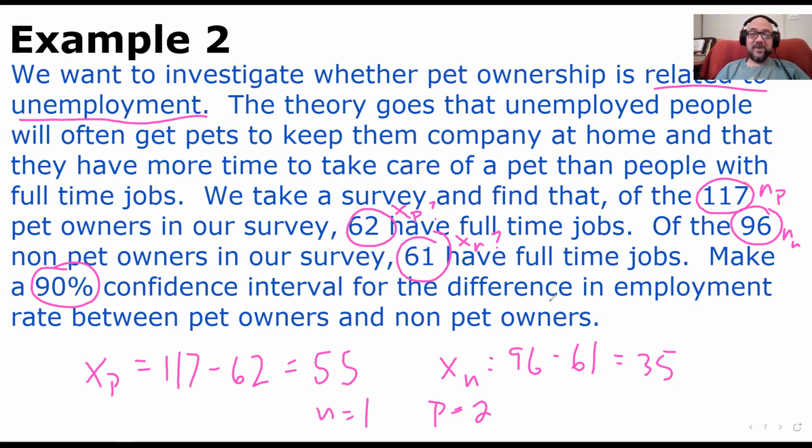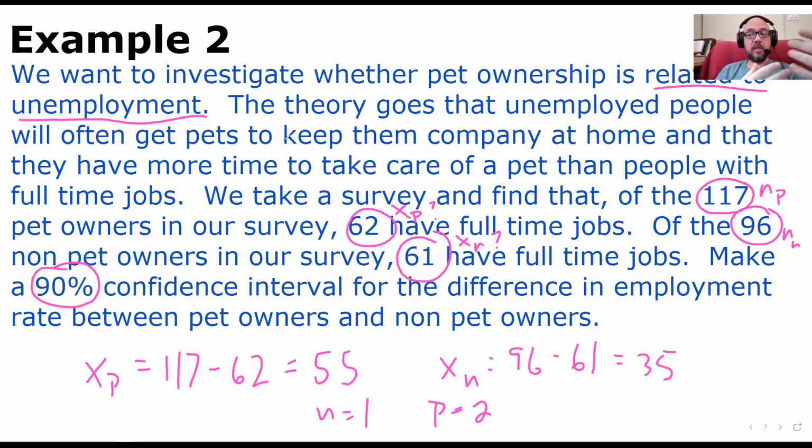This came out exactly like I wanted it to, because I want to make the point here that sometimes the data is the opposite of what our expectations are, right? So this theory goes that unemployed people will often get pets. So we're expecting pet owners to have a higher rate of unemployment. And they don't. In our survey, the pet owners had a lower rate of unemployment. Okay? And so the non-pet owners had a lower rate of unemployment, which is the opposite of what our theory predicts.